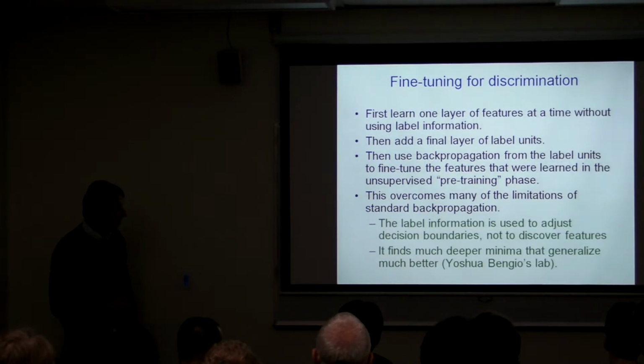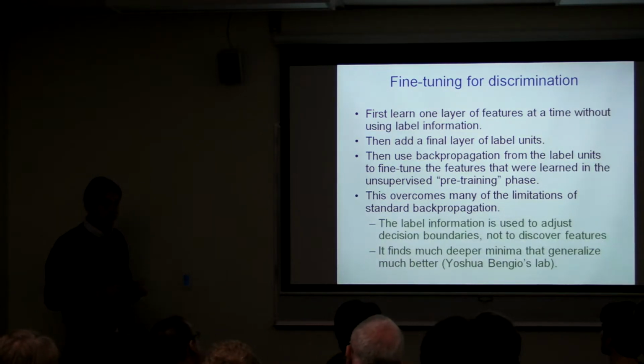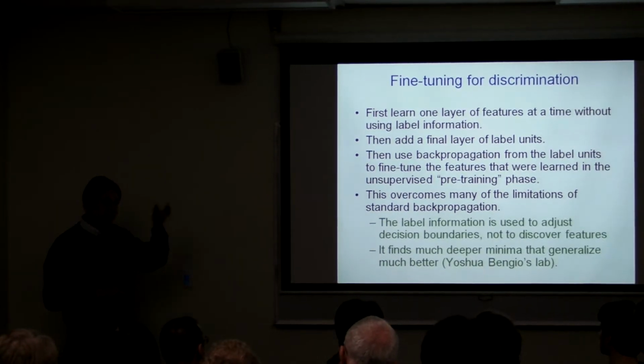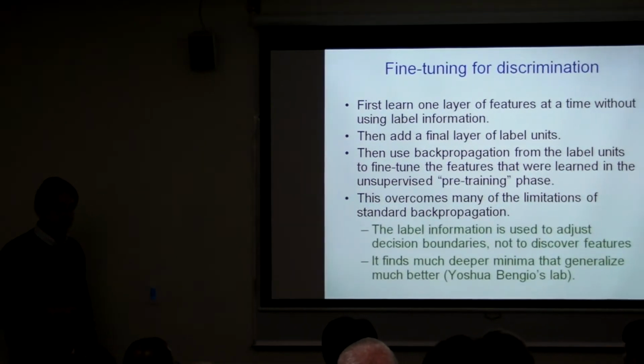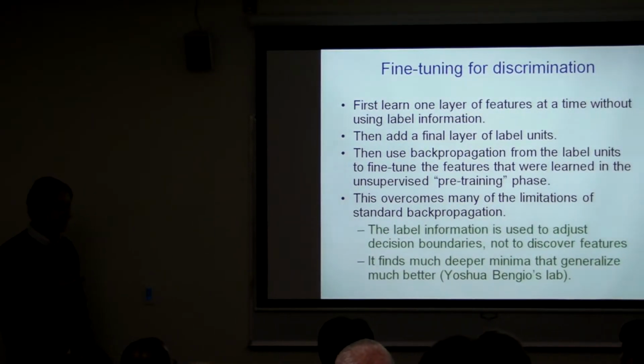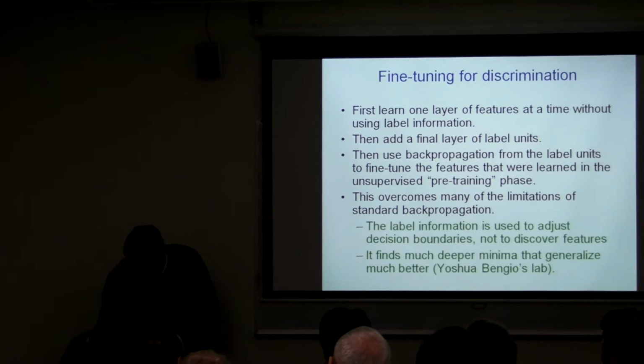So in particular, this approach can benefit from lots and lots of unlabeled data, because you can learn many layers of features without ever touching the label. And then if you have a few labels, you can fine-tune to get discrimination right. But you can have only a few labels and still learn lots of features.